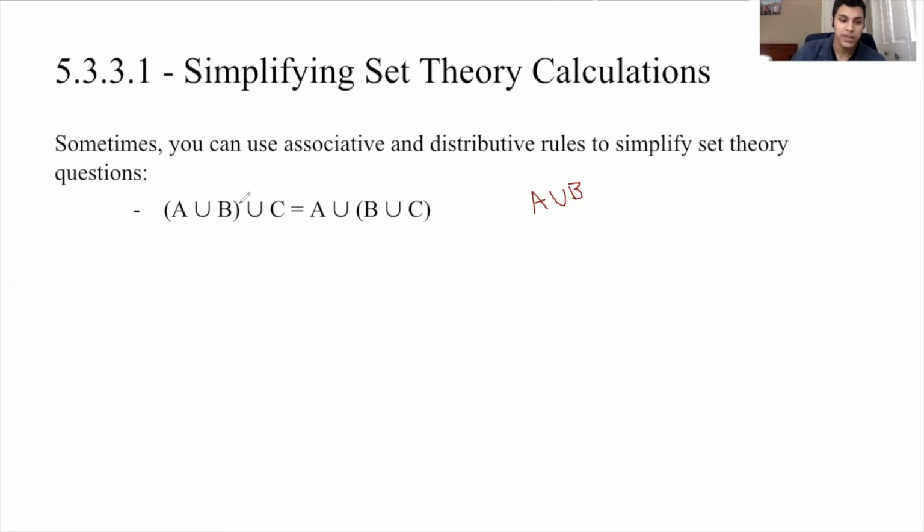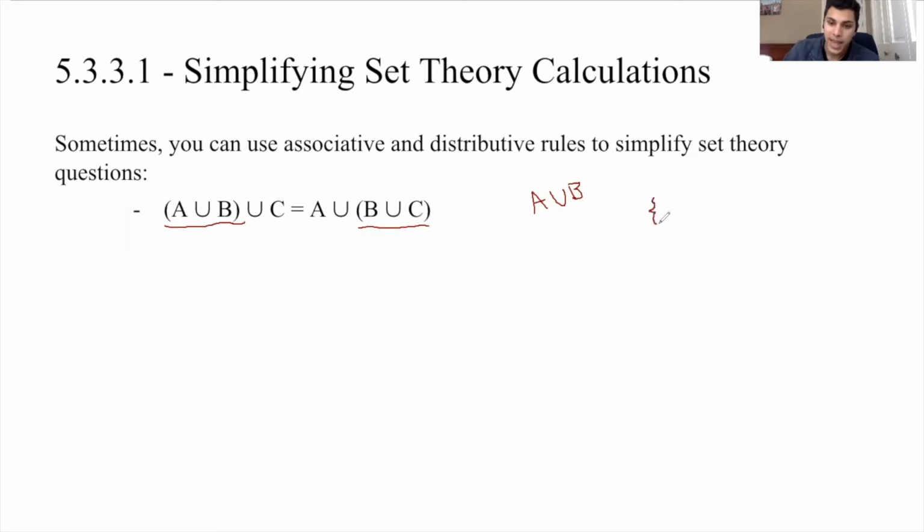Say you were given this in a question, A union B union C, but A union B is in parentheses. You could change it around to be A union B union C, but with B union C in parentheses, because the order that you do the unions in doesn't matter, as long as you do all of them by the end. And just as a quick reminder, union means all of the numbers in all of the sets.